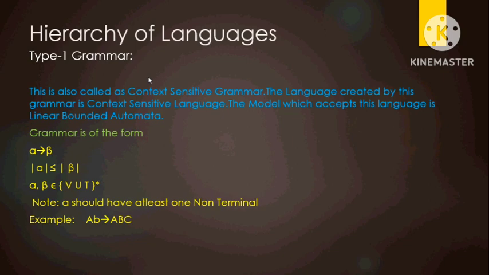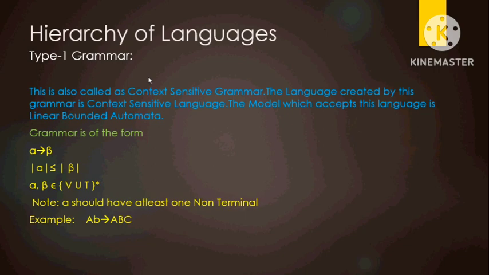Again, it takes the same form, alpha tends to beta, but understand that the length of alpha should always be less than or equal to the length of beta. And alpha and beta should always be made of non-terminals and terminals put together. Alpha should have at least one non-terminal on the left side.